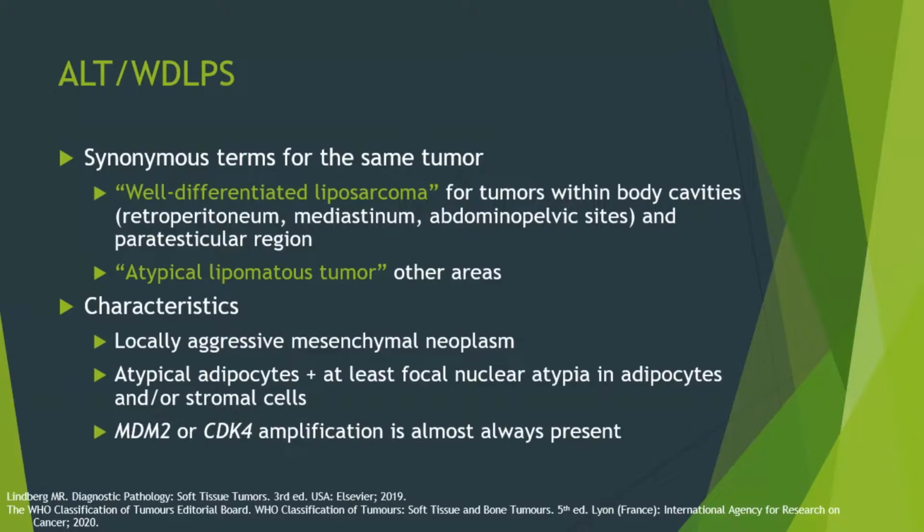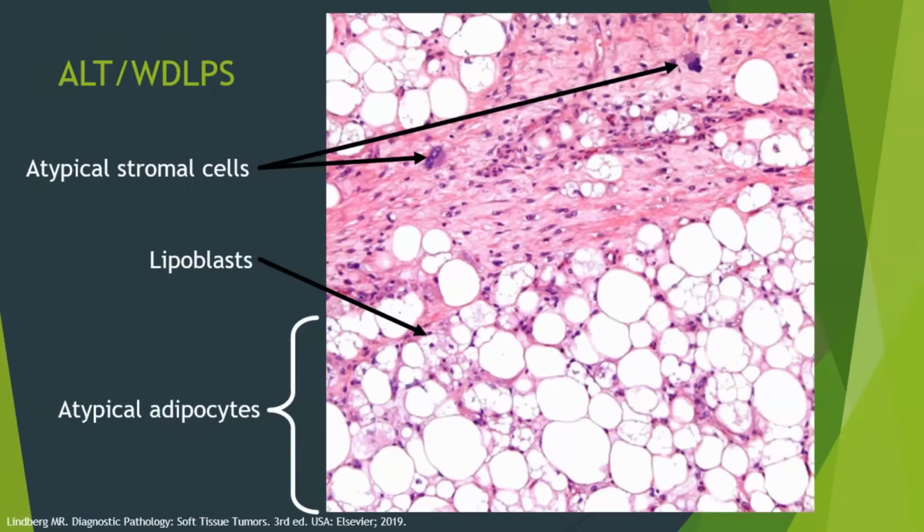Now, atypical lipomatous tumor, well-differentiated liposarcoma, is a locally aggressive mesenchymal neoplasm composed of atypical adipocytes and at least focal nuclear atypia in the adipocytes and/or stromal cells. MDM2 or CDK4 amplification is almost always present. So this is a classic picture of atypical lipomatous tumor, well-differentiated liposarcoma.